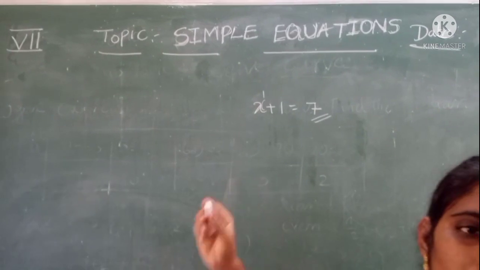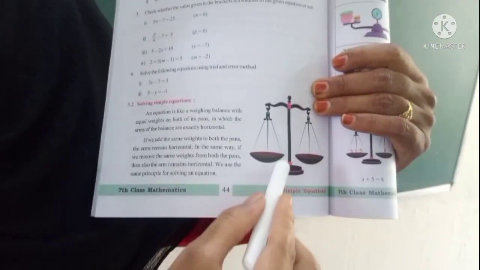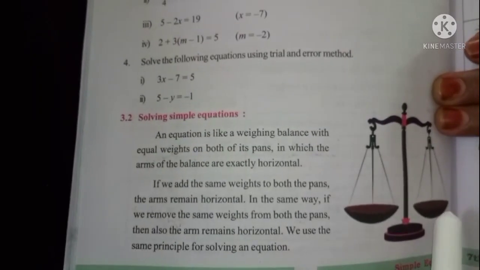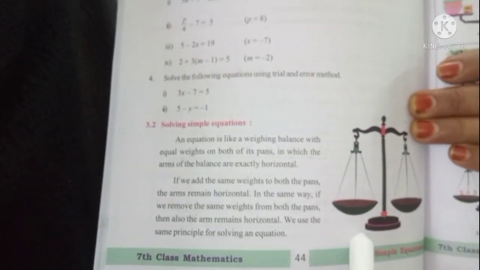Just look at this book. This is a weighing balance, or weighing machine. We know this, children. When you go to the market, they sell vegetables using this balance, same to same. In this way, a mathematical equation is a balance.